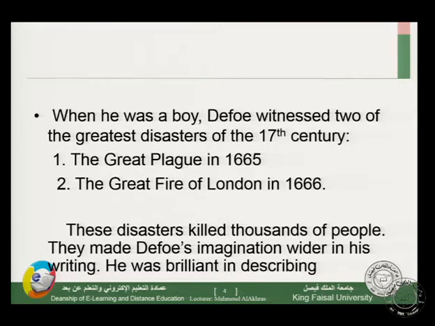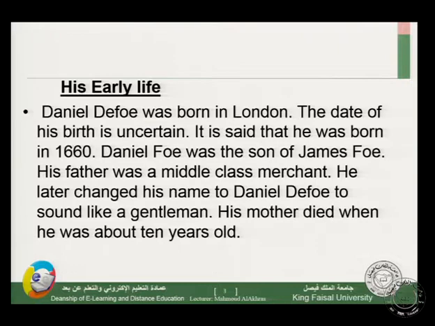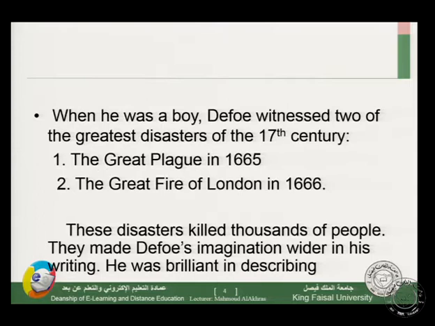The second one, the Great Fire of London. There was a great fire in London in 1666. You remember that his date of birth, he was born in 1660. So he was around 5 to 6 years when he saw these disasters. These disasters killed thousands of people. They made Defoe's imagination wider in his writing.